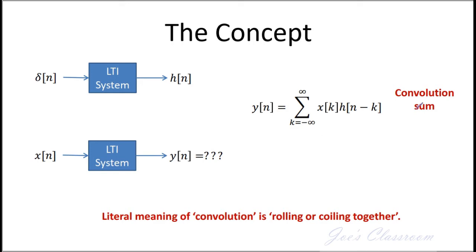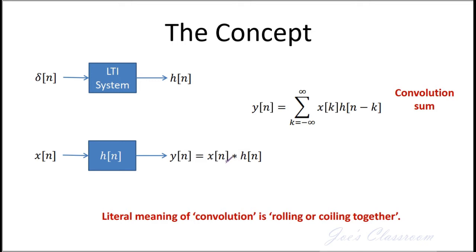Now, as I said, this system is now represented by this h of n, and y of n is obtained by the convolution of x of n and h of n. This convolution sum can be represented in this manner also. This asterisk mark says that the signals x of n and h of n are convolved.